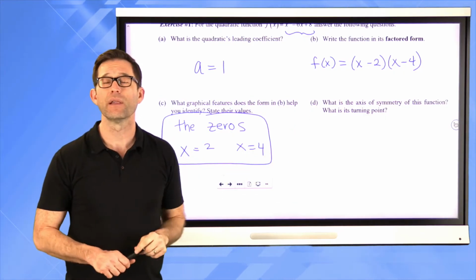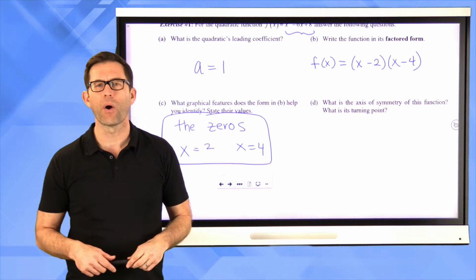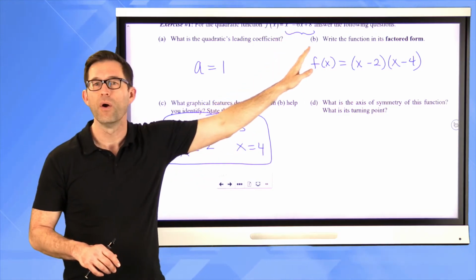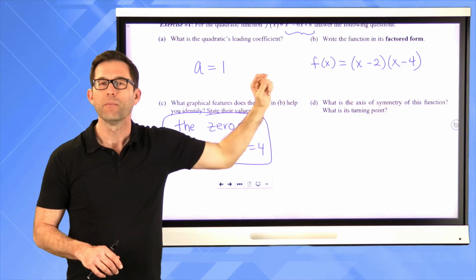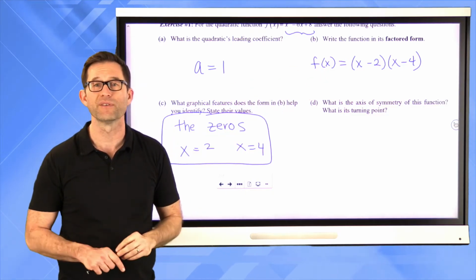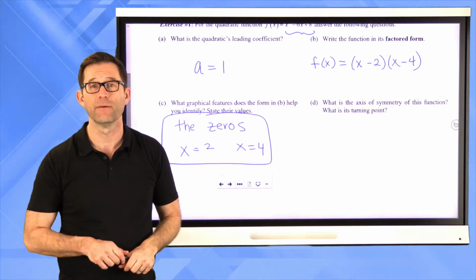Now let's take a look at letter D. What is the axis of symmetry of this function? What is its turning point? All right, well now this is a little bit harder. We can't really see the axis of symmetry either in the original form or in the factored form. But see if you can figure out what the axis of symmetry is and what the turning point of this function is without using your calculator. Pause the video now.